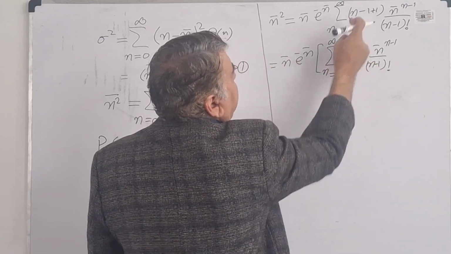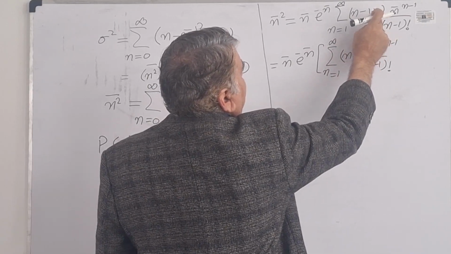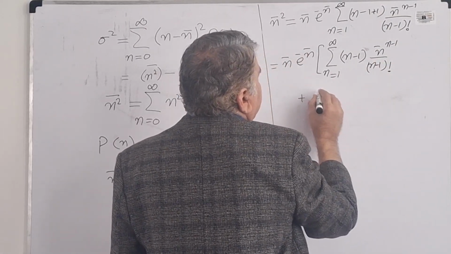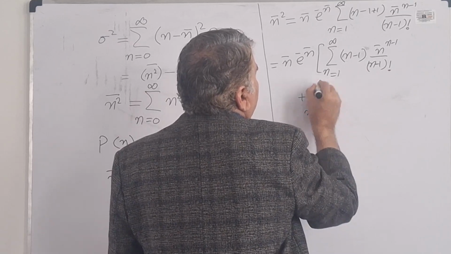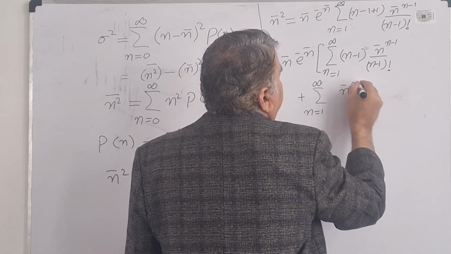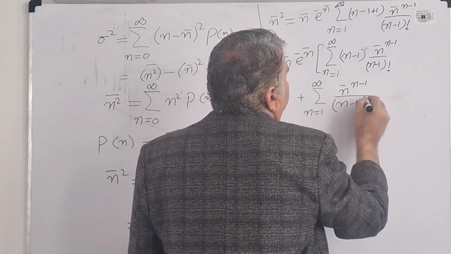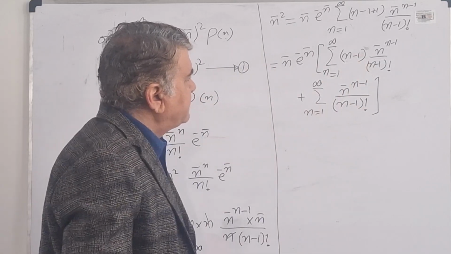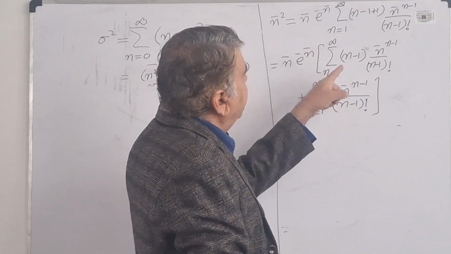I'm writing this summation for n minus 1, and then again I separate the 1 part to write it like this. I'm writing this over here plus the sum over n minus 1 to infinity of n bar raised to the power n minus 1 divided by n minus 1 factorial, and that multiplied with these two terms. Now let us look at the first term inside the brackets.